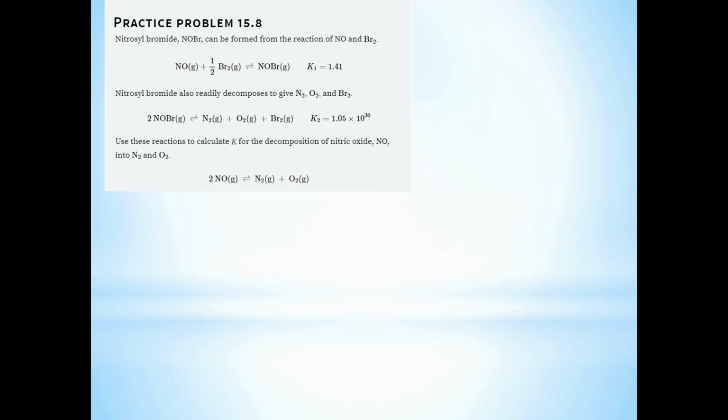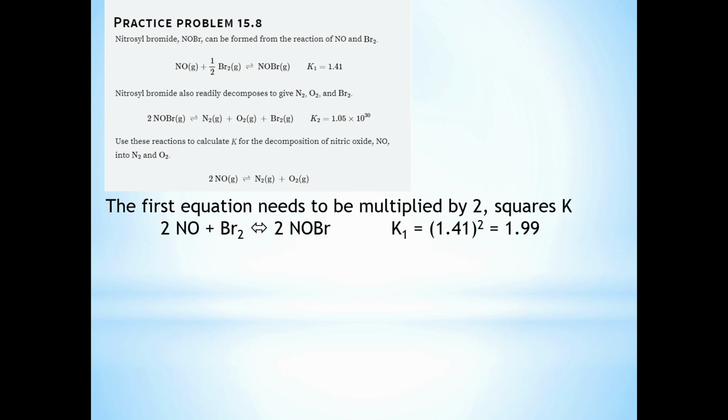But we don't really care at this point whether they have intermediates or catalysts, because they're going to come out in the end. So how do I get from the first equation to the last equation? Well, the first equation has an NO in it, but the last equation has two NOs. So I'm going to have to multiply that first equation by 2, which squares my K. So 2NO plus Br2 goes to 2NOBr. My K now becomes 1.99.